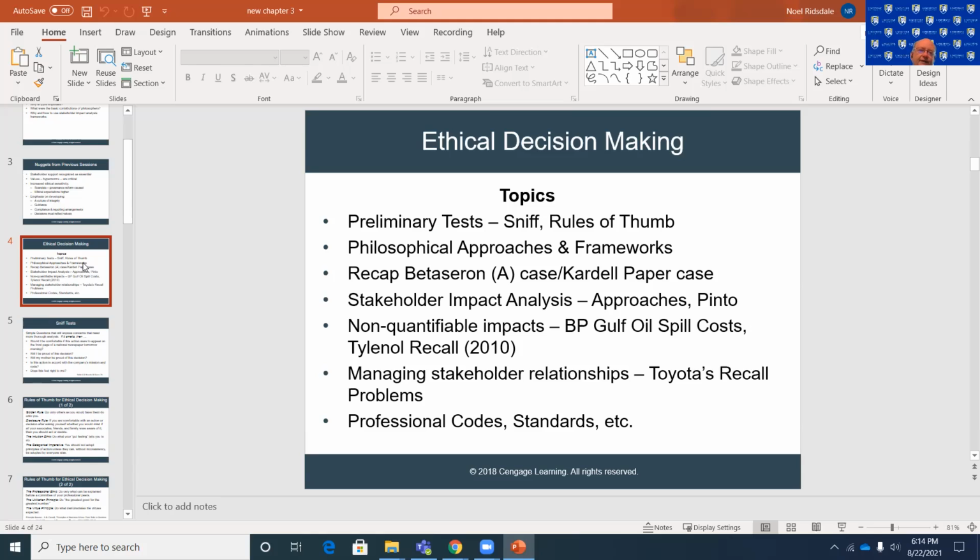As you look through here, there's a couple of things I'm going to draw out, and then I'm going to skip down to them. Some of those, I'm not going to get into the philosophical approaches and frameworks, but I'm going to touch on those a little bit when we get to a couple of the diagrams down below. And then I'm going to go over some stakeholder impact analysis for you.